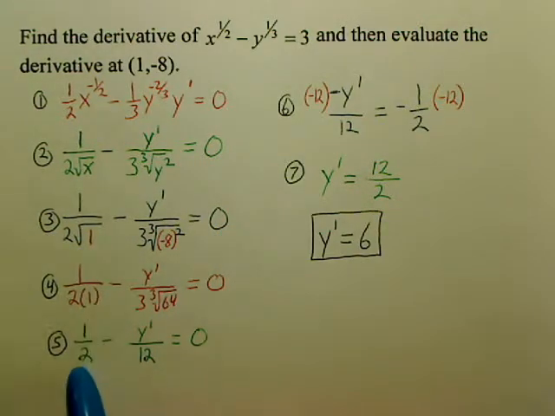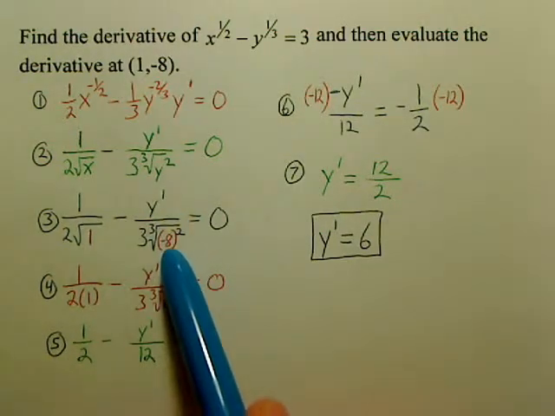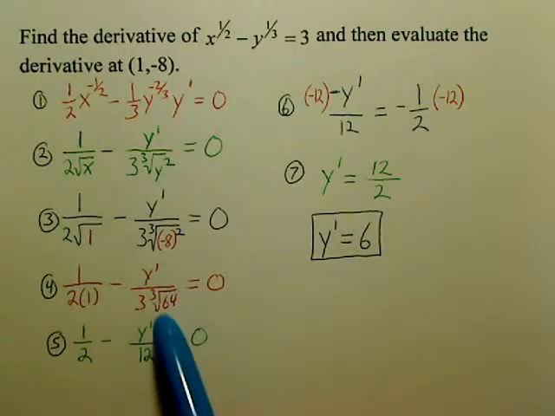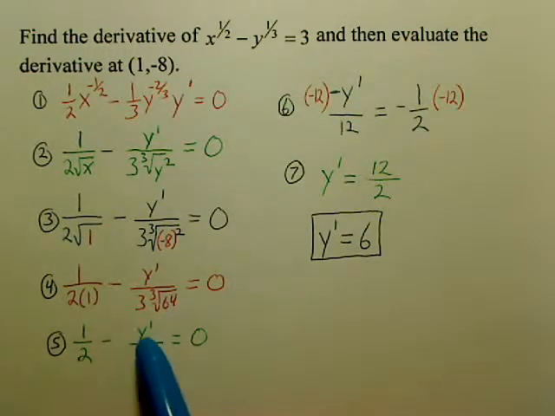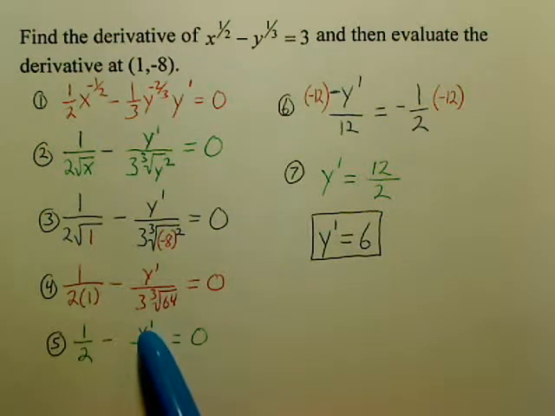2 times 1 gives us a 2 on the bottom. Here, when you plug in, negative 8 squared is 64. The cube root of 64 is 4. 3 times 4 is 12. I just left the y prime on top. So what made it nice is we really didn't take all the time to simplify for y prime. We just leave y prime right there.